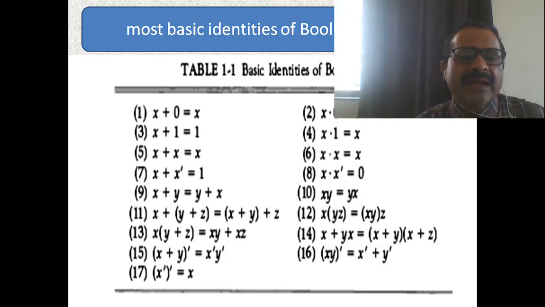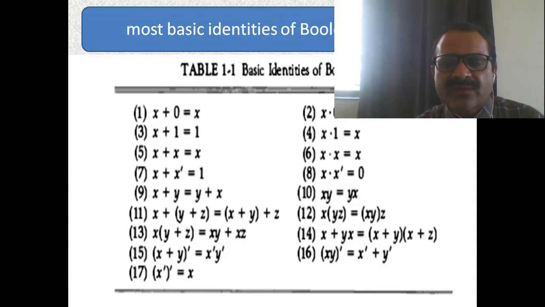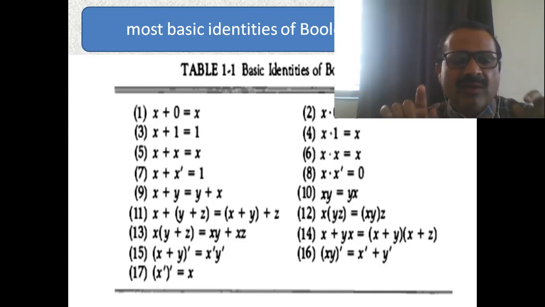Rule number 13, x in the bracket y plus z, which is equivalent to xy plus xz. And rule number 14, x plus yz, which is equal to x plus y in another bracket x plus z. Rule number 15, x plus y bracket complement, which is equal to x complement and y complement. And rule number 16, xy complement is equal to x complement plus y complement. And last, complement of complement is equal to the main element, that is x complement bracket complement is equal to x.